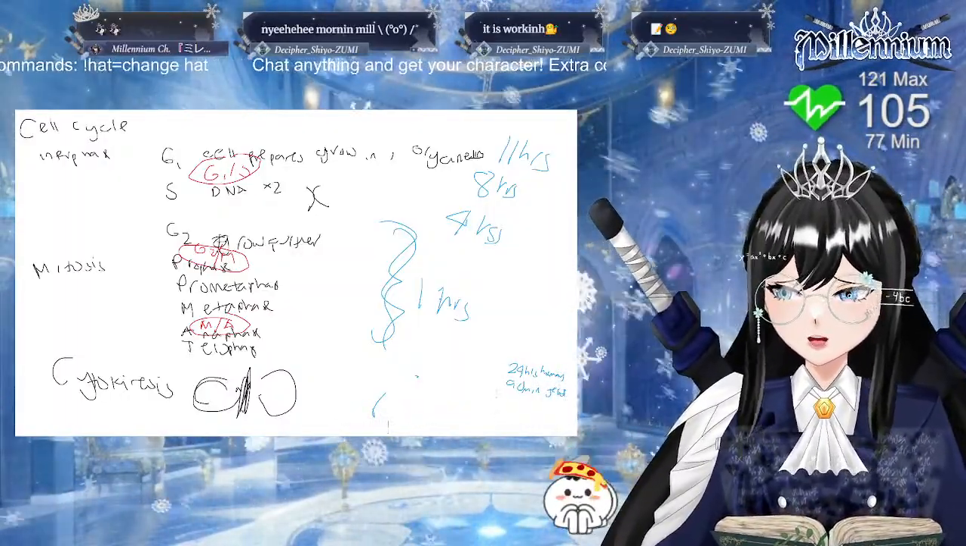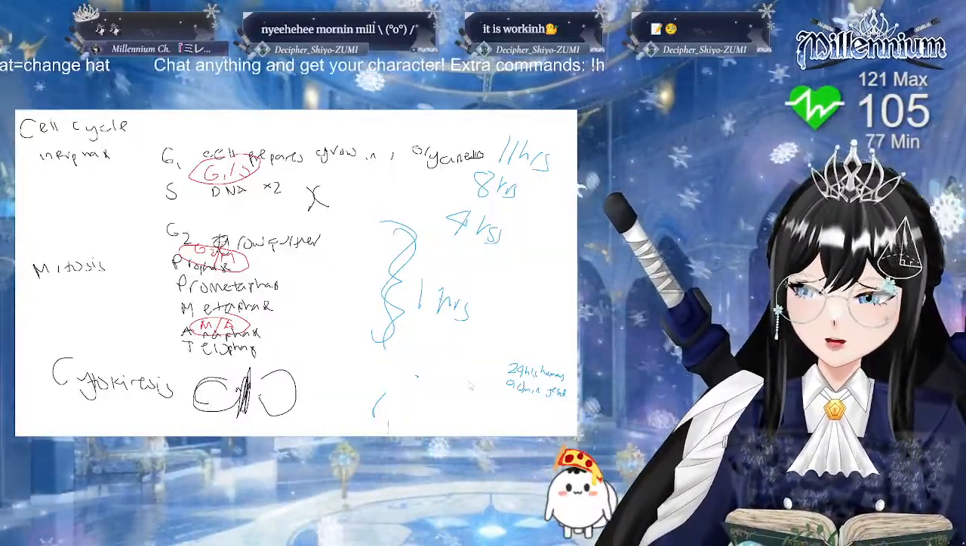Yes, very good. Those emotes are really nice. The notebook and the eye thingy.